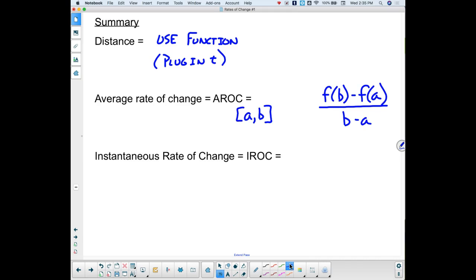If we're looking for the IROC, from now on, what you should be using is the limit as h goes to 0 of f of t plus h minus f of t, all over h. It will make your life much, much simpler.